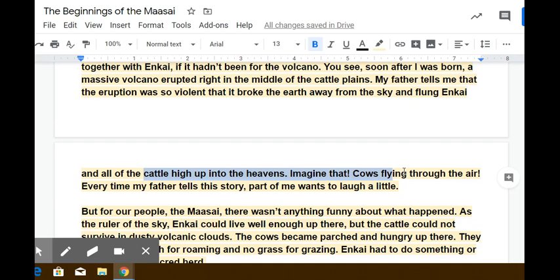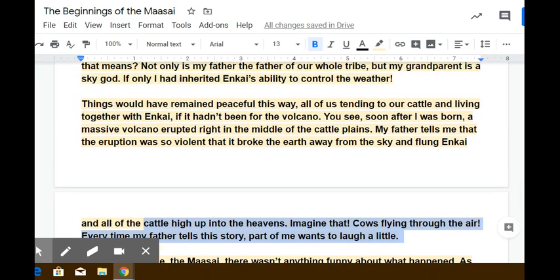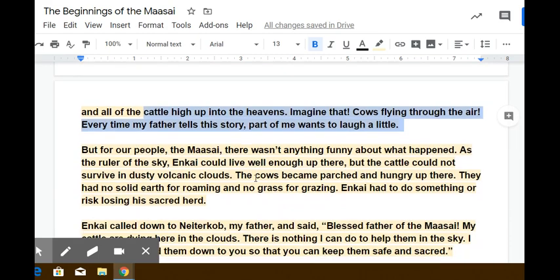Imagine that, cows flying through the air. Every time my father tells me this, part of me wants to laugh a little. So there we see the conflict is developing. Cows, their sacred animal, get thrown into the sky by the volcano. But for our people, the Maasai, there wasn't anything funny about what happened.